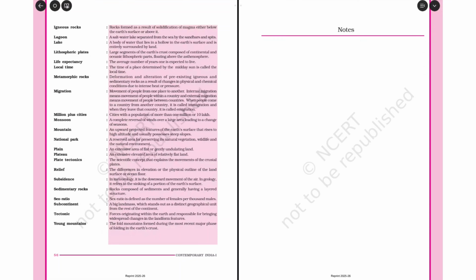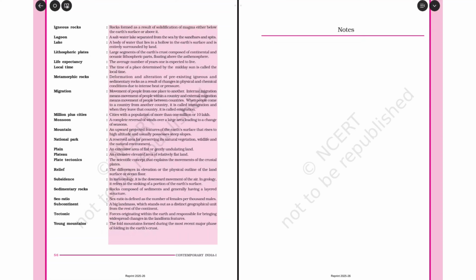The final group of glossary terms answers this by looking deep underground into the geological violence that literally built the country. Let's read these geological terms. This is the structural blueprint of the land. Lithospheric plates, large segments of the Earth's crust, composed of continental and oceanic lithospheric parts, floating above the asthenosphere. Tectonic forces, originating within the Earth and responsible for bringing widespread changes in the landform features.